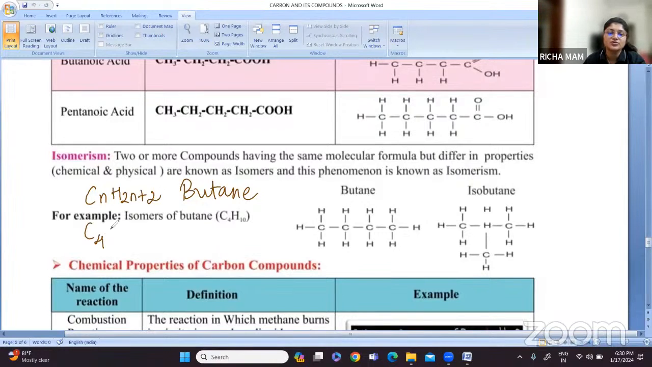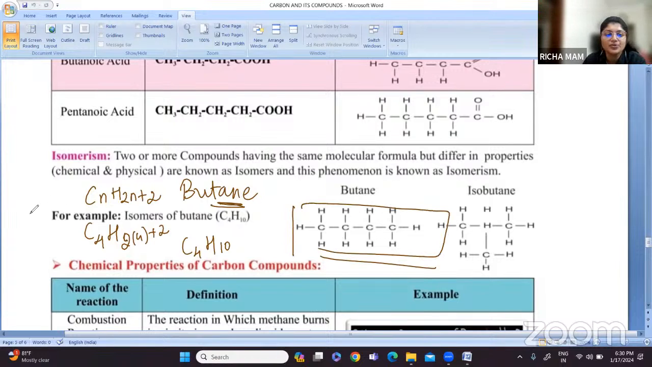So n is equal to 4, H is 2n plus 2, which is 2 into 4 plus 2. So it becomes C4H, 2 fours are 8 plus 2 is 10. So C4H10, that is butane. Butane can be written in two different forms. It can be written as a straight chain compound. You can see the straight chain compound of butane here.